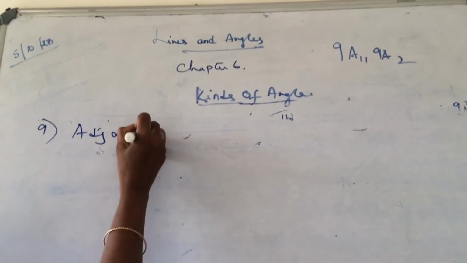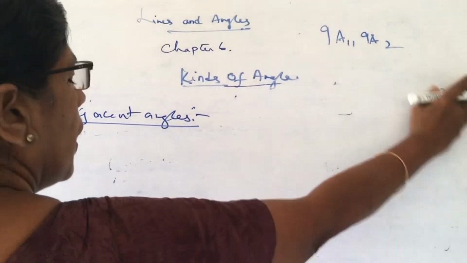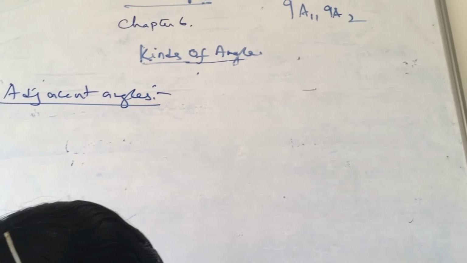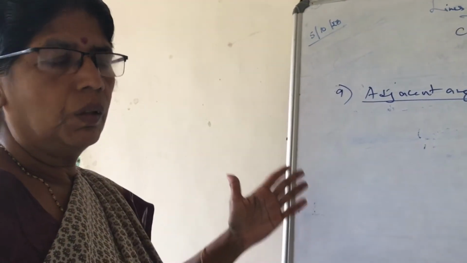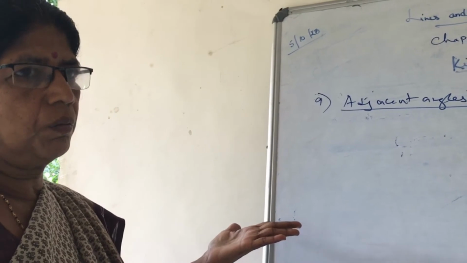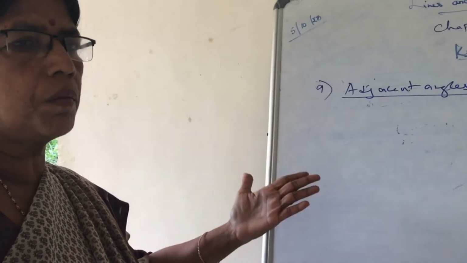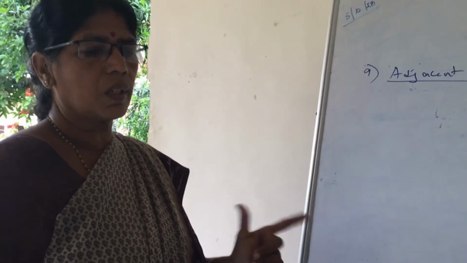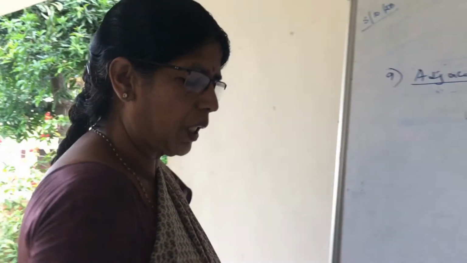All definitions only, children. Adjacent. The word adjacent is familiar for all of you. What does the word adjacent mean? Side by side. Two houses are adjacent. When do you call houses adjacent? When both the houses have a common wall, they are called adjacent. Adjacent means side by side. If they are side by side, definitely they'll have something in common.